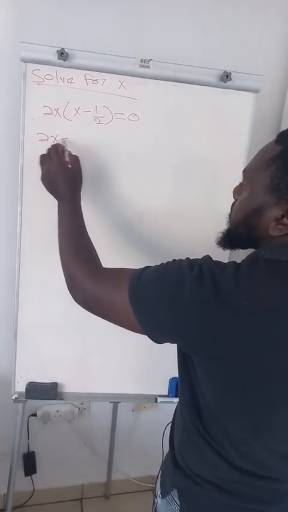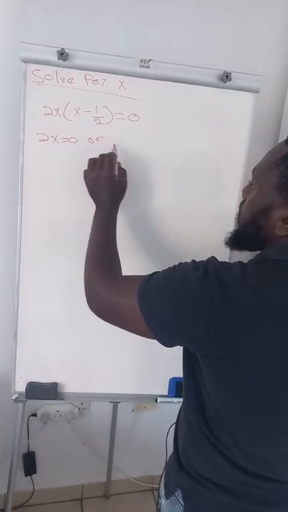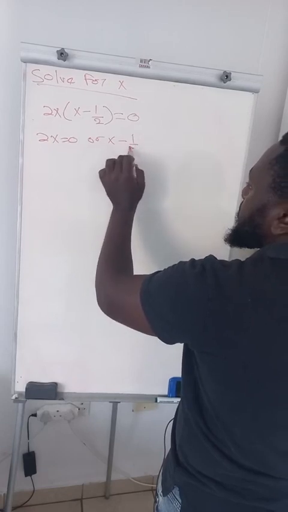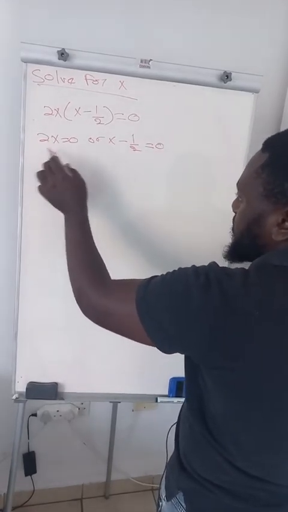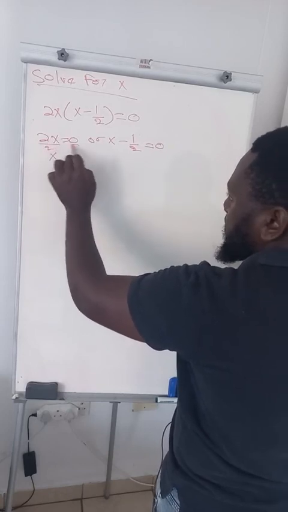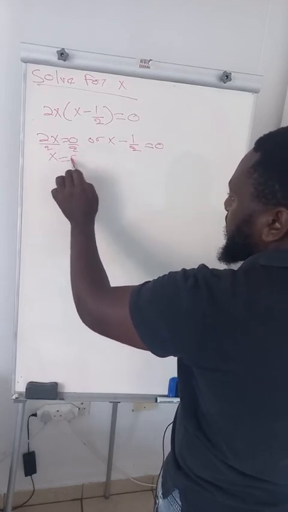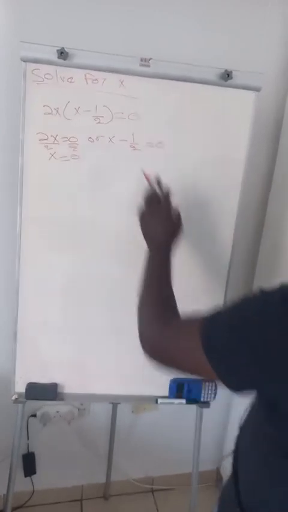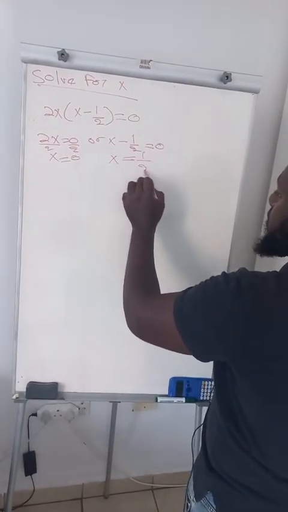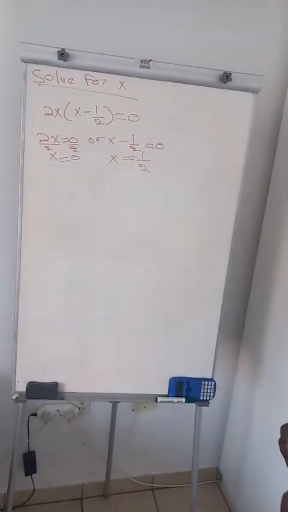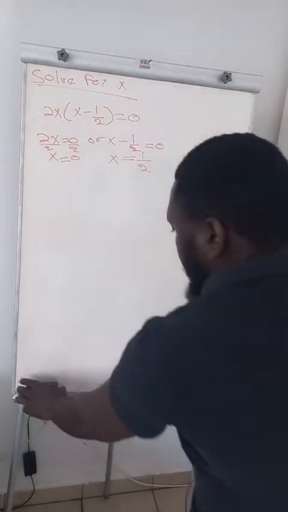Just say 2x is equal to 0, or x minus 1 over 2 is equal to 0, and then divide both sides by 2. So you say 2 this side, 2 this side, and you just get x is equal to 0. Now coming to this side, you just have x is equal to 1 over 2, and then that's it.